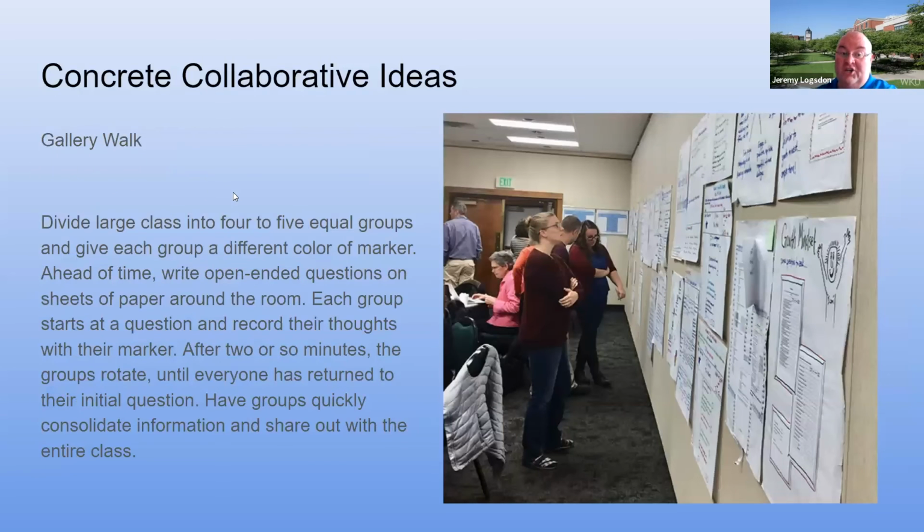Gallery walk. If you're not sure what a gallery walk is, here are the broad directions. You put large sheets of paper up, or even just a small sheet of paper that you tape up, with an open-ended question on each one. Each group of students that you divided up gets a certain color of marker, and they rotate around the room, write their answers on the sheet of paper, and then they get back to their original question, and they can see what the entire class has responded, and then they can consolidate that information and share it out with everyone.